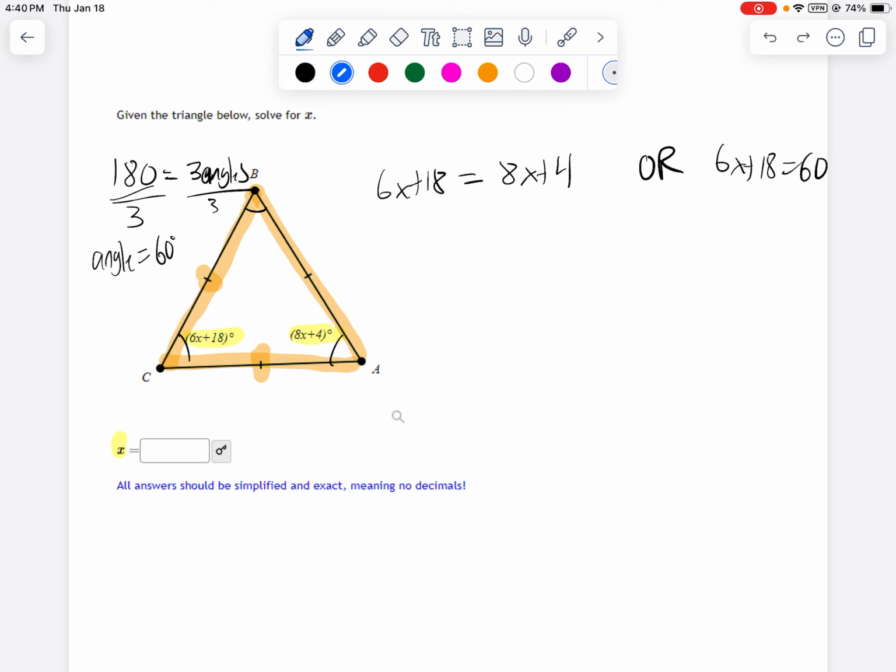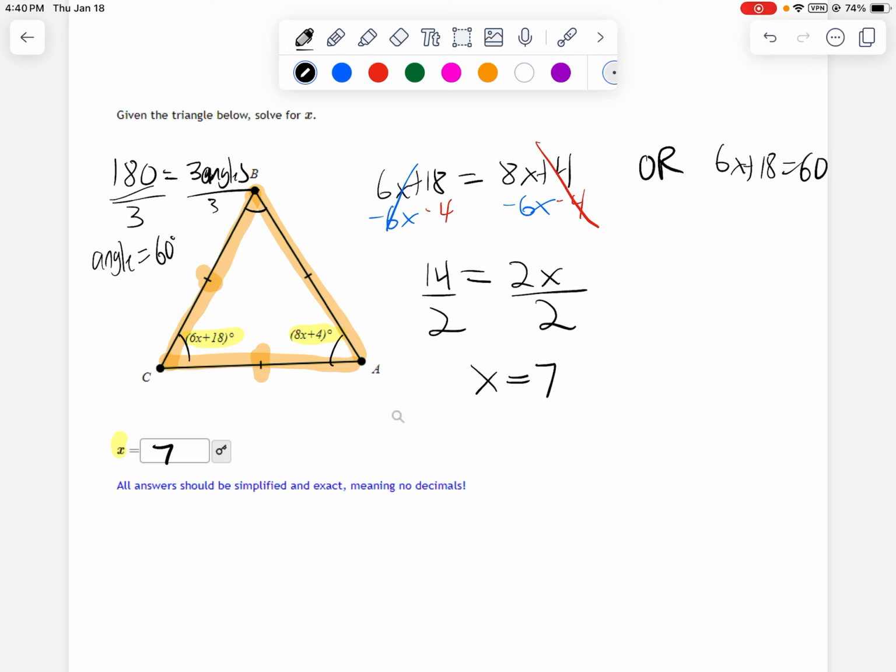Why not? So I'm going to get all the x's together, so subtract 6x from both sides, and I'm also going to subtract 4 while we're at it. Then we're left with 18 minus 4, which is 14, equals 8x minus 6x, which is 2x. I'll undo multiplication with division, divide by 2, and x equals 7. And there you go.